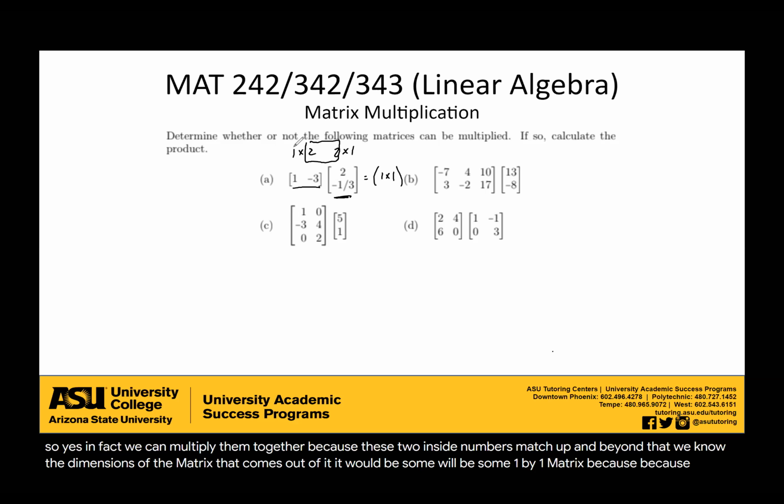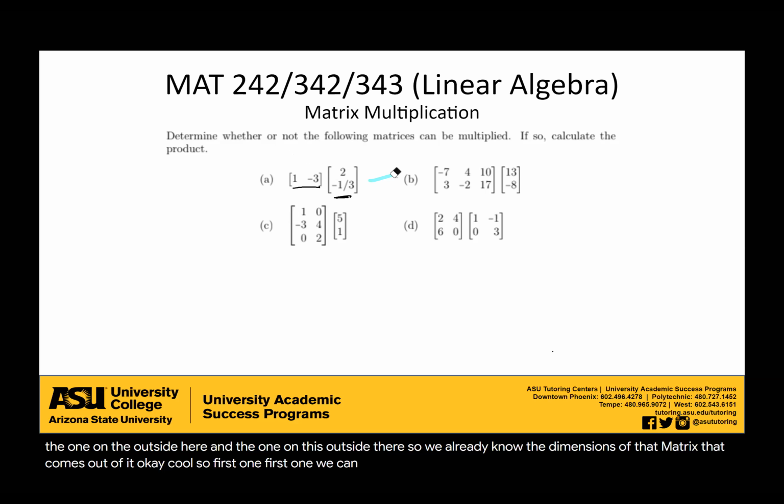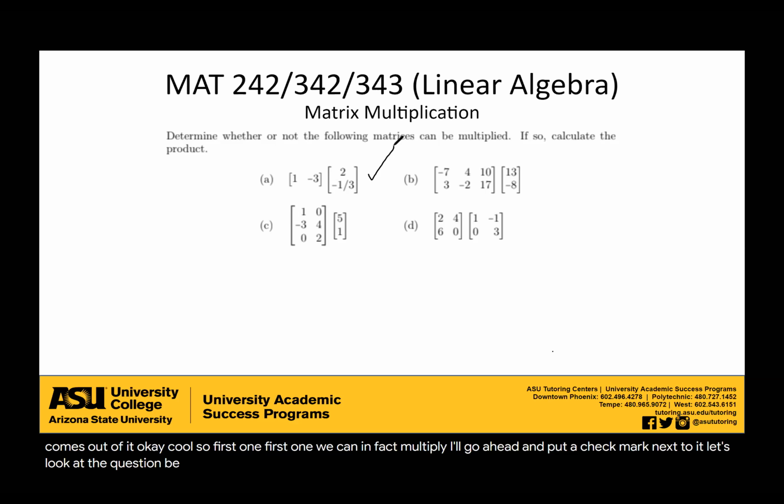Because there's the 1 on this outside here and the 1 on this outside there. So we already know the dimensions of that matrix that comes out of it. Cool. So the first one we can in fact multiply. We'll go ahead and put a check mark next to it. Let's look at question B. This one has 2 rows, 3 columns. This is a 2 by 3 being multiplied by something that has 2 rows, 1 column, 2 by 1.